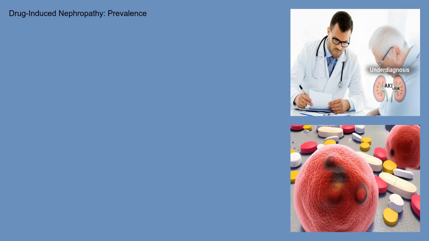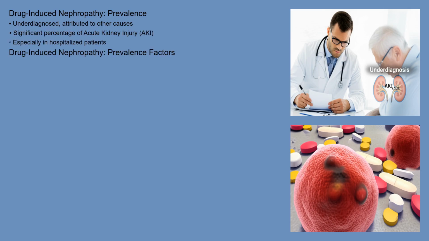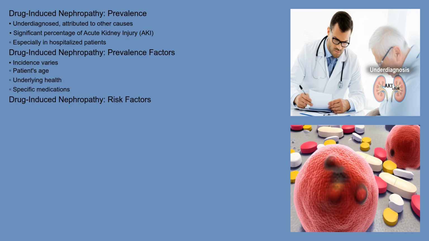Understanding how common drug-induced nephropathy is can be challenging, as it is often underdiagnosed or attributed to other causes. Estimates suggest that drug-induced nephropathy accounts for a significant percentage of acute kidney injury cases, particularly in hospitalized patients. The exact incidence varies depending on factors such as the patient's age, underlying health conditions, and the specific medications they are taking. Older adults, individuals with pre-existing kidney disease, and those taking multiple medications are at a higher risk.